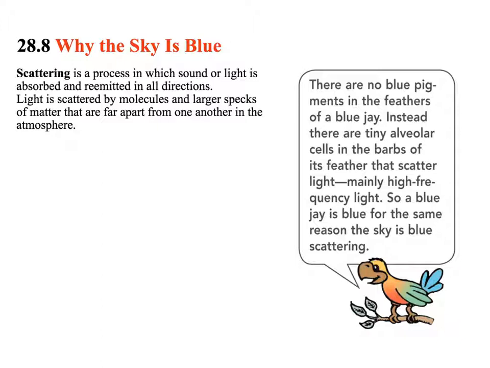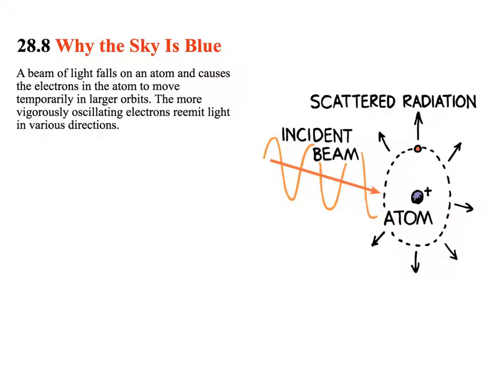Scattering is a process in which sound or light is absorbed and emitted in all directions. Light is scattered by molecules and larger specks of matter that are far apart from one another in the atmosphere. A beam of light falls on an atom and causes the electrons in the atom to move temporarily in larger orbits. The more vigorously oscillating electrons may emit light in various directions.